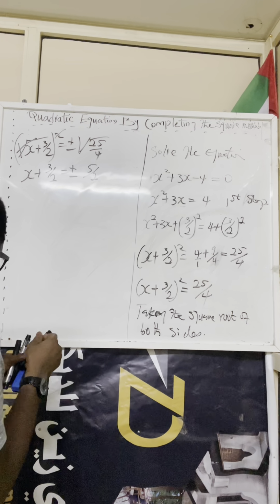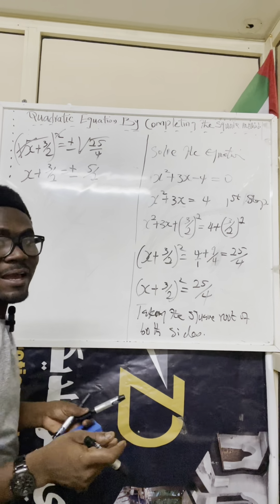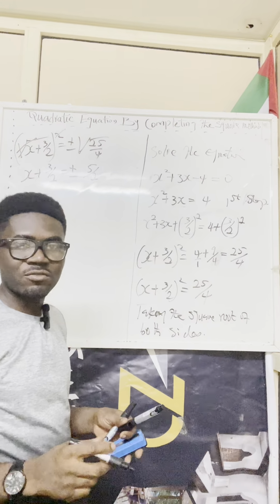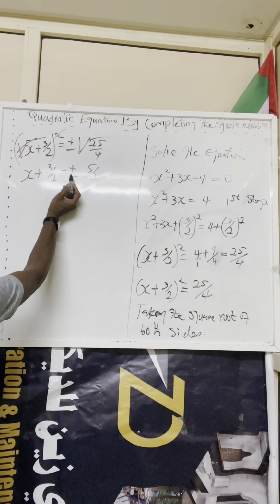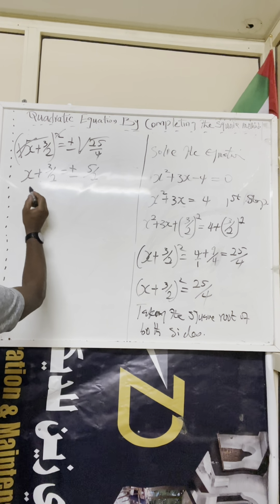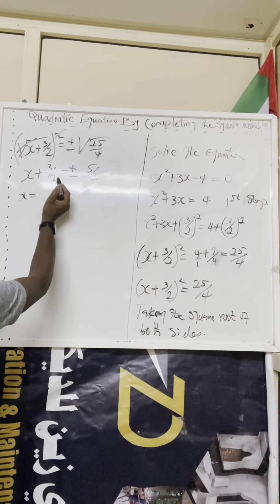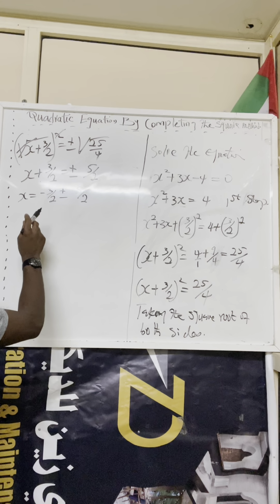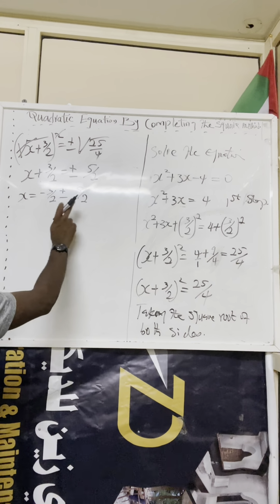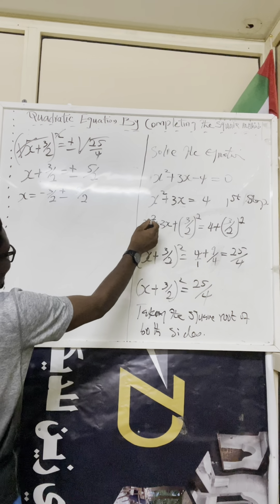Now to make x the subject of the formula, because our aim is to find x, we take this to the other side. Since it is plus 3 over 2 here, it becomes minus 3 over 2, so x equals minus 3 over 2 plus or minus 5 over 2. We are going to take this one after the other, because we are dealing with x squared, so we are going to have two answers.